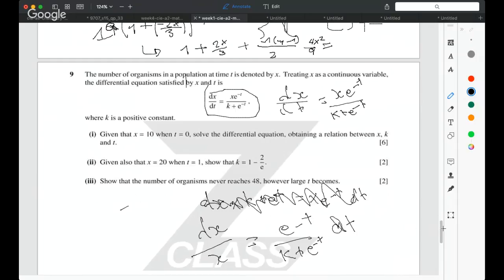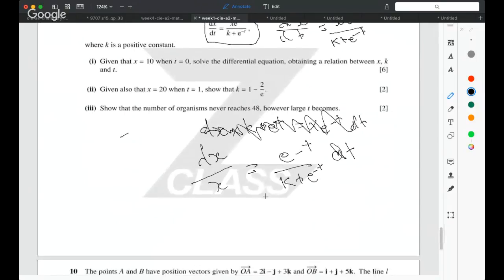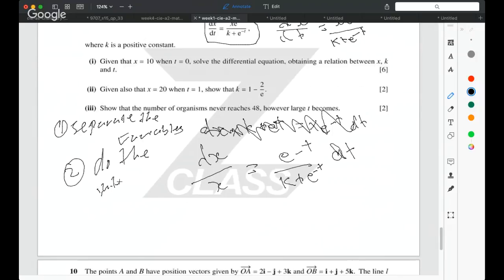And what's the next step? The next step is to do the integration. So the first step is to separate the variables. The second step is to do the integration. So we've completed the first step. Now we need to do the integration.